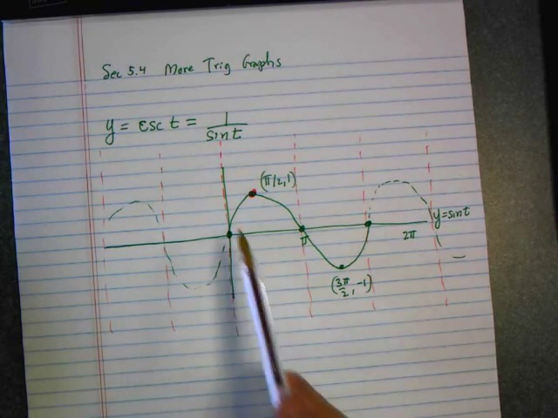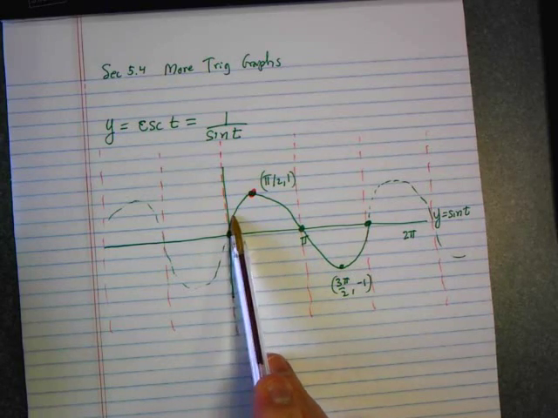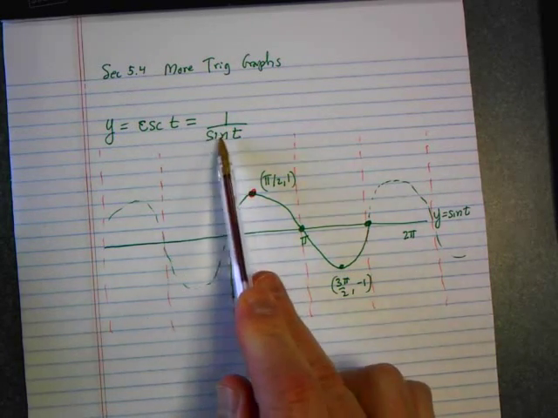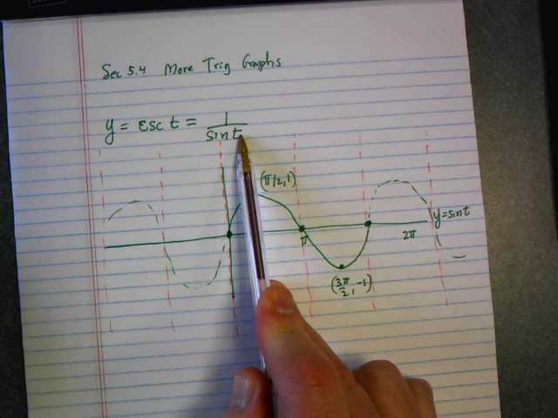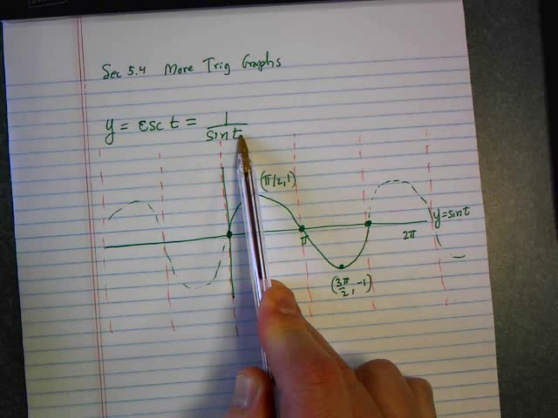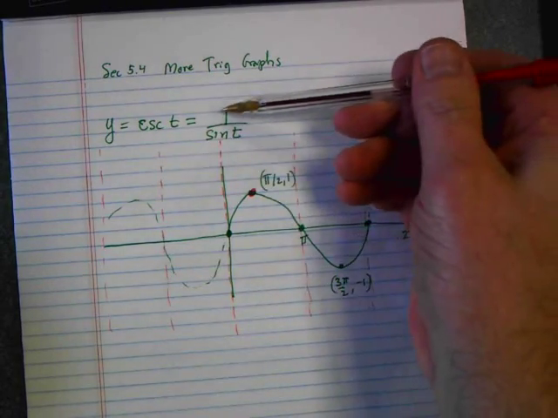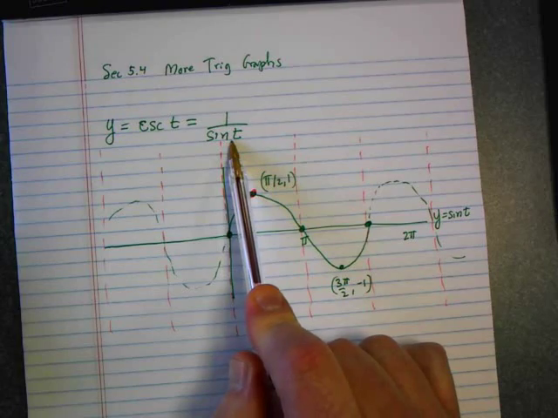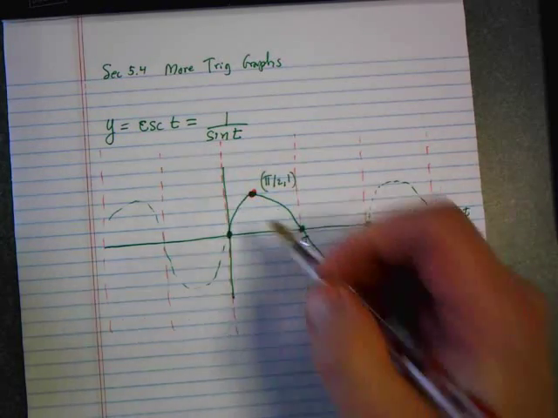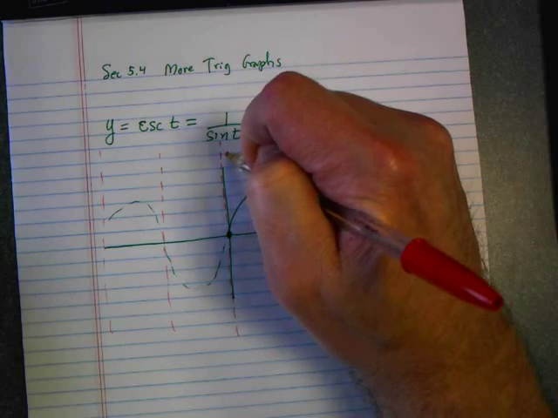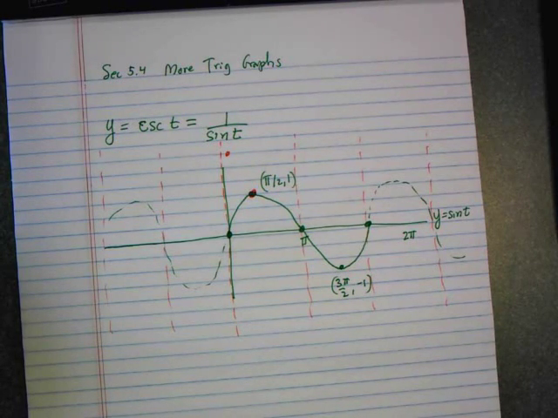What happens at pi over 6? Pi over 6 is right about here. What's the sine of pi over 6? Sine of pi over 6 is 1/2. That's correct. So cosecant is going to be 1 divided by 1/2. What's 1 divided by 1/2? 2. So cosecant is going to have a dot up here. Like so.